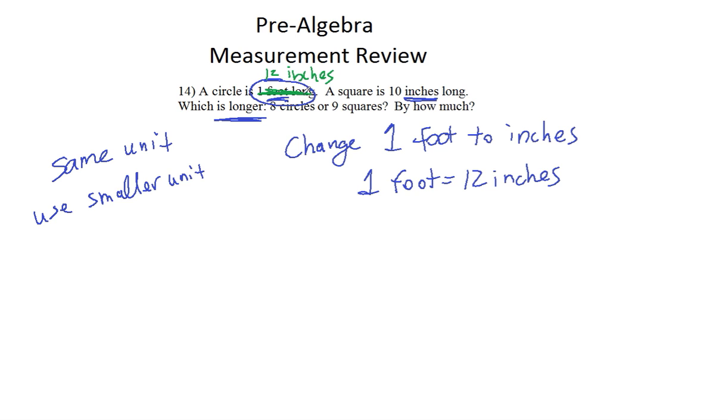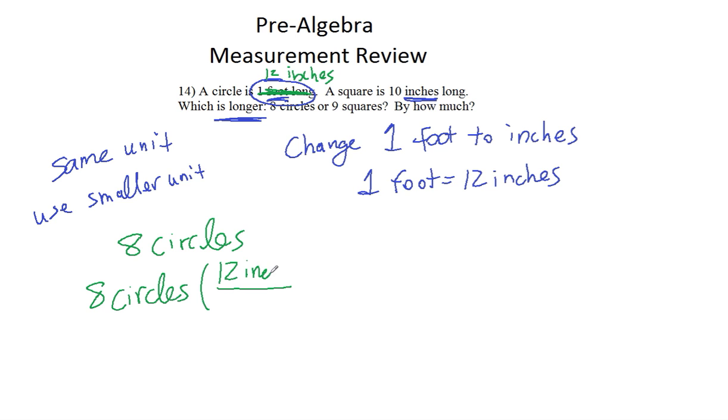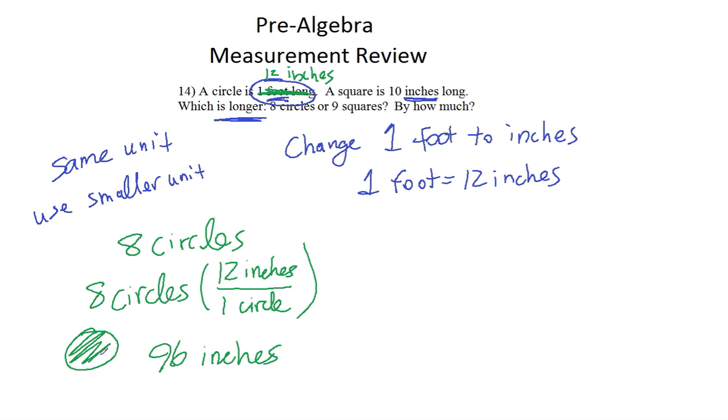So which is longer, 8 circles or 9 squares? My 8 circles, if I put those all together, would be 8 circles times 12 inches for each circle. I could think of that as a rate, 12 inches for one circle. Some of you might just do 8 times 12, that's the shortcut. Here it's 8 times 12 divided by 1. Either way, you get 96 inches. So for the circles, the total length is 96 inches.